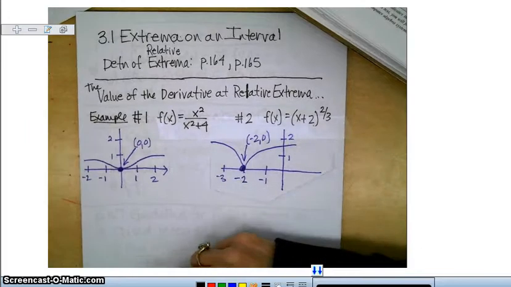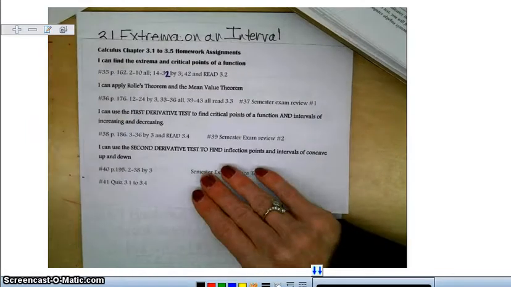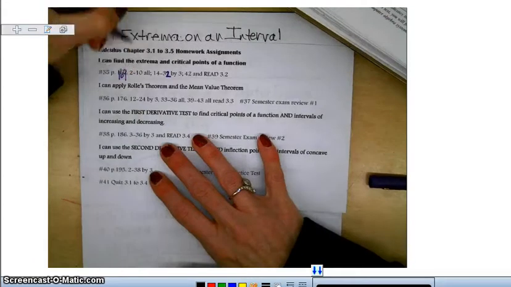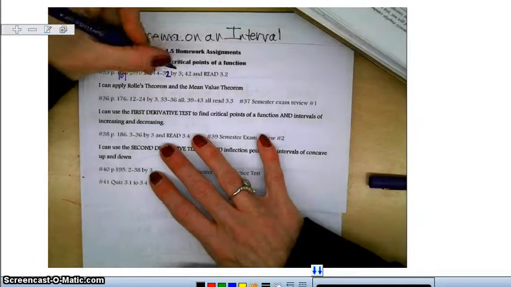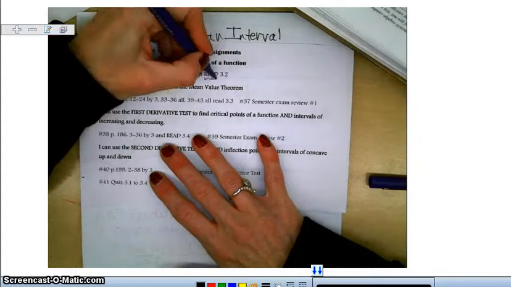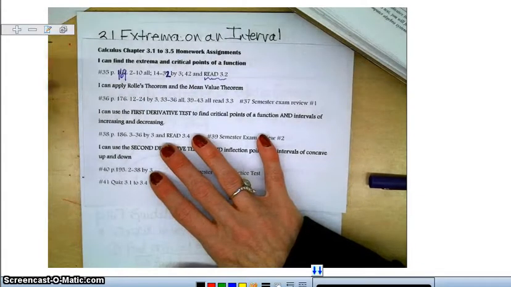And just a quick thing on the homework, it should be page 169, 2 through 10, all 14 through 32 by 3, then you should end up at 32 and number 42. And you should read through 3.2. There are some videos up if you want to watch. I will give notes on 3.2 on Friday.